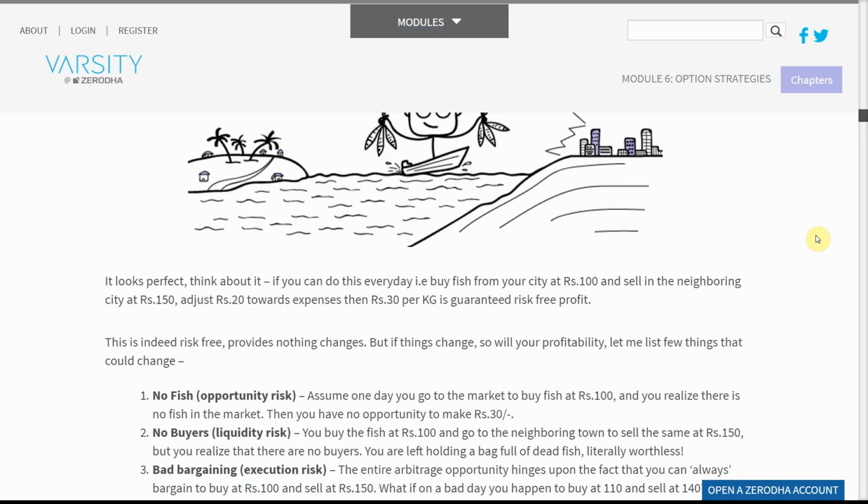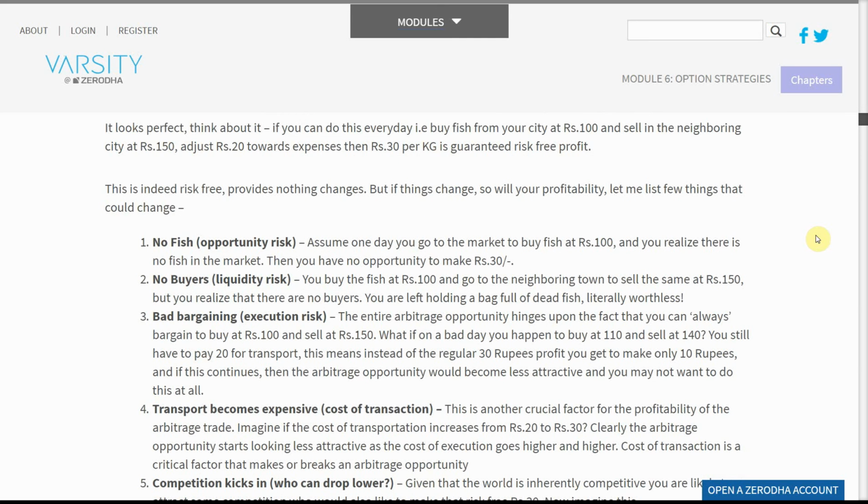It looks perfect. Think about it, if you can do this every day, i.e. buy fish from your city at 100 rupees and sell in the neighboring city at 150 rupees, adjust 20 rupees towards expenses, then 30 rupees per kg is guaranteed risk-free profit. This is indeed risk-free, provided nothing changes. But if things change, so will your profitability.